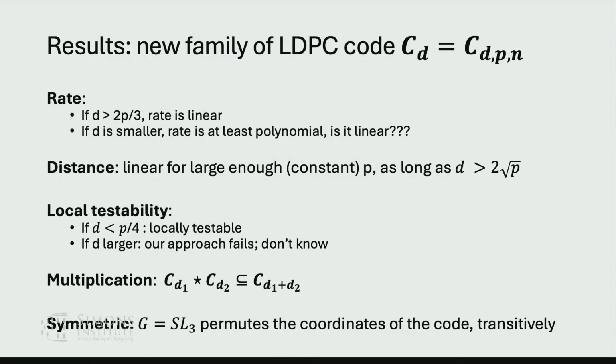And another nice property is that this whole construction is very symmetric. The group G acts on it. And the way it acts on the coordinates of the code is linearly, so it also acts on the code itself, because the Reed-Solomon has linear invariance. So it's a nice symmetric code.